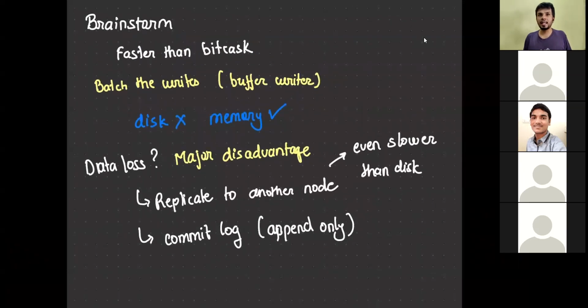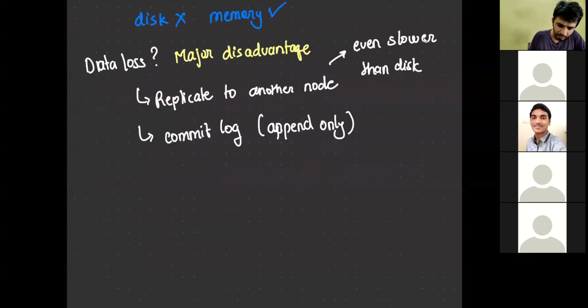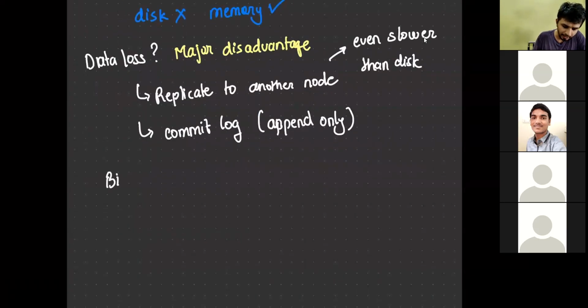So that means we cannot make Bitcask faster without having a fear of losing our data. If we fear losing our data, we would have to write it to a commit log. So we can't make Bitcask faster, but what we can definitely make is Bitcask better.